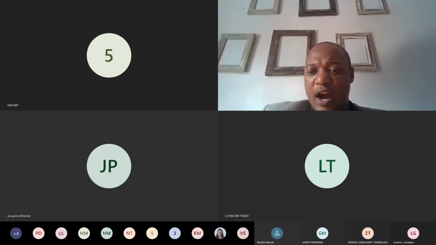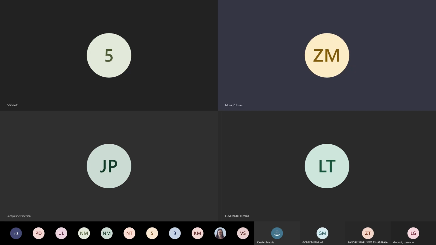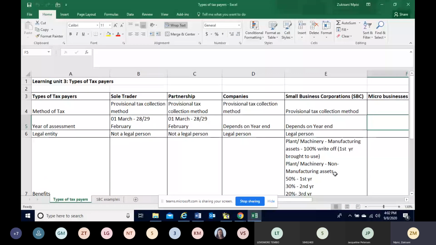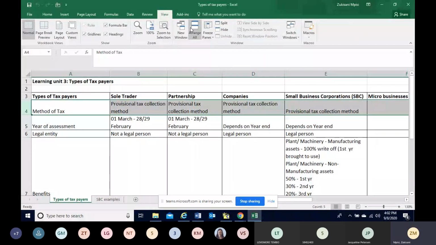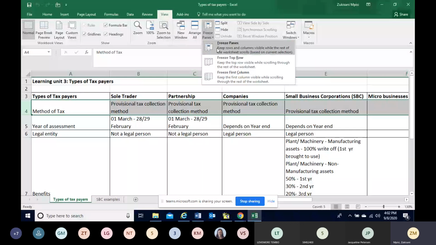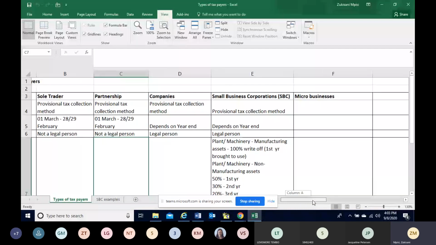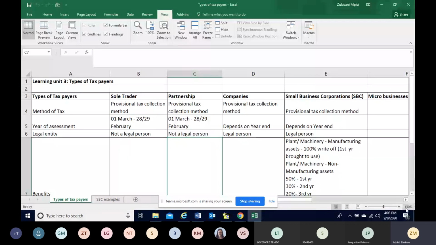So how we will start immediately, I will share what we covered last time, and then we can continue and working on what we can try to cover today. So previous time we met, we did different kinds of taxpayers. We covered the sole trader, we covered the partnership, we did the companies, we did the small business corporations. We covered most of everything about them.